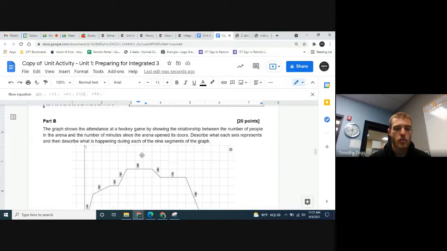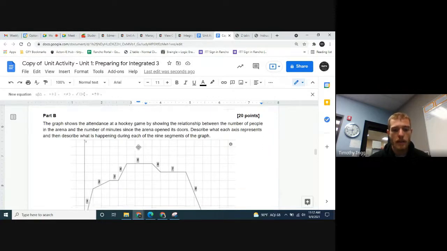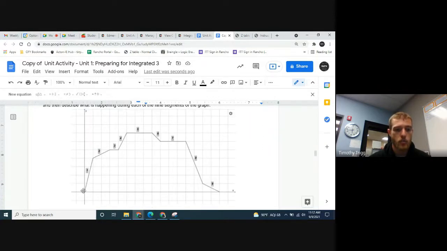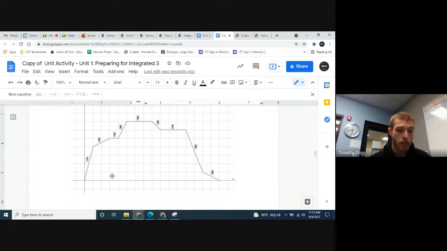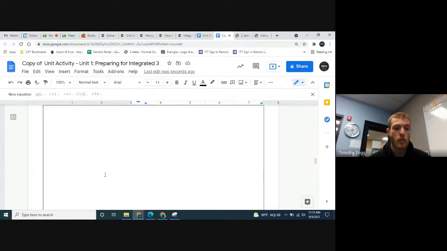Okay, so they open the doors at a hockey game. Notice the attendance skyrockets in there. So they open the doors and you can see all the people waiting in line essentially. They all get to go in. So the number of people in the arena goes up dramatically right here at 1. So here, that's what we would say.